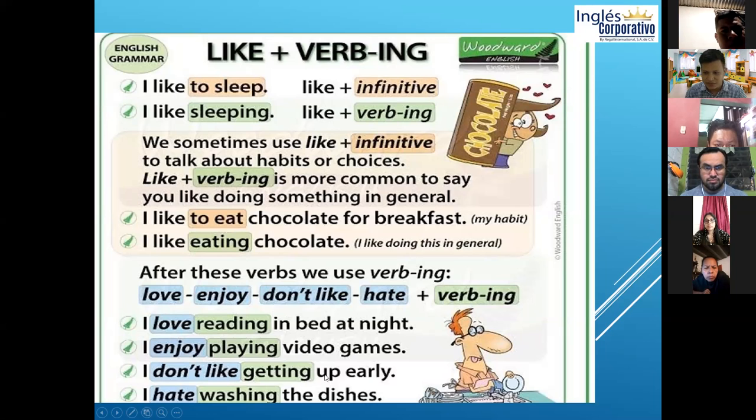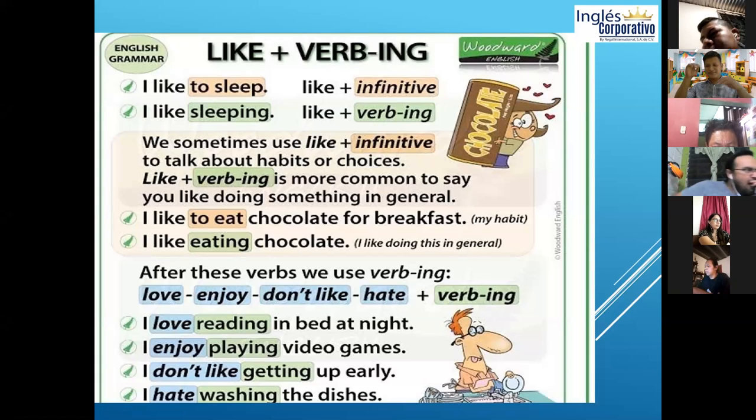Okay, Carlos Mejía, can you read this one? Ah, Carlos. Está tomando nota, sorry. Okay, this one. I don't like getting up early. Early. Muy bien, really good. What does it mean in Spanish, Carlos? ¿Qué significa ahí en español? A mí no me gusta. Okay, no me gusta levantarme. Temprano. Temprano. Yeah, really good.